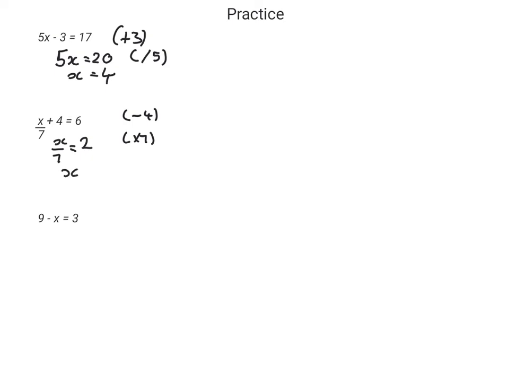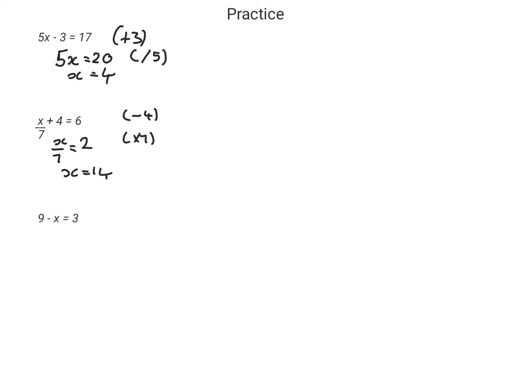Okay, so we're going to add 3 first, so that's going to leave us with 5x equals 20. We're now going to divide by the 5 to leave us with x equals 4. So this next one, we're going to get rid of the adding 4 first by subtracting 4 to give us x over 7 equals 2. We're now going to cancel out the dividing by 7 by multiplying by 7 to give us x equals 14.